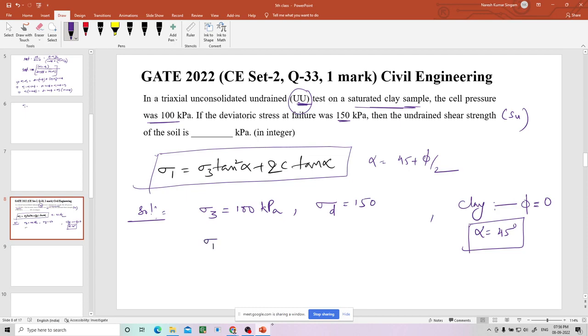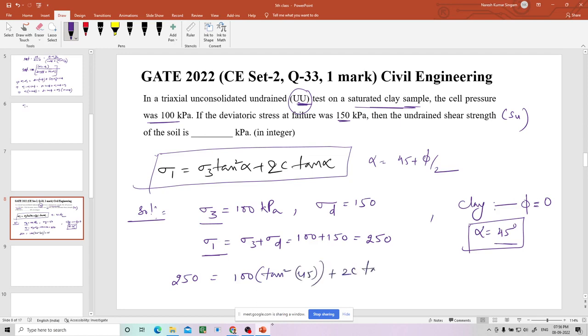What is sigma 1 then? I told you sigma 1 is sigma 3 plus sigma d, 100 plus 150 is 250. You know sigma 3, you know sigma 1, you know alpha. Can you substitute that? 250 equals 100 tan square 45 degrees, because alpha is 45, plus 2c tan 45. Tan 45 is 1, so 100 plus 2c into 1 equals 250. Can somebody solve and tell me what is the c value from this?